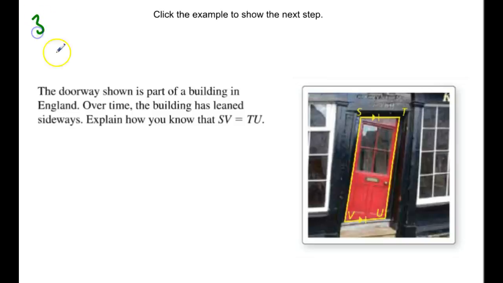So here's example number 3. The doorway shown is part of a building in England. Over time, the building has leaned sideways. So explain how I know that SV is equal to TU. So how do I know that those are the same thing?